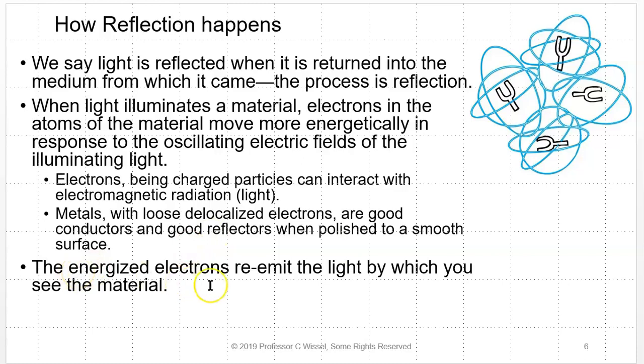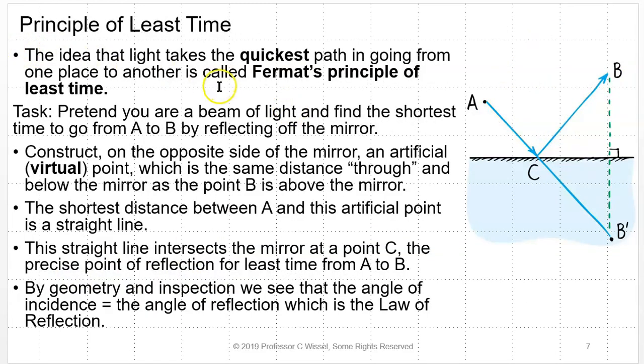Of course, the energized electrons just re-emit the light by which you see the material. Now, there's something called the principle of least time. It's sort of like me when I commute into work. I always try to pick the path that takes the least amount of time. And light does the same thing. Light's an excellent commuter. Light takes the quickest path going from one place to another, and this is called Fermat's principle of least time, or Carol Whistle's principle of least commuting time.